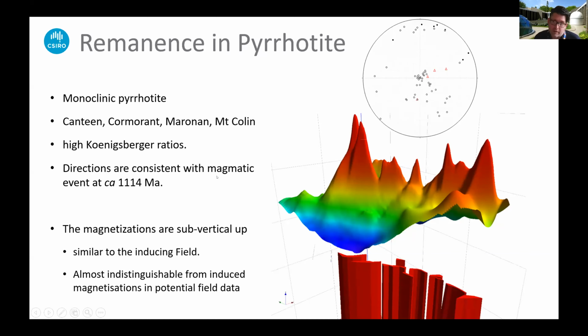This is unfortunate because if they're basically in any other direction, we would be able to distinguish them from the Earth's magnetic field. So Earth's magnetic field also points up, but slightly more to the north. So unfortunately, we can't distinguish the remnants in these from the Earth's inducing field very easily.